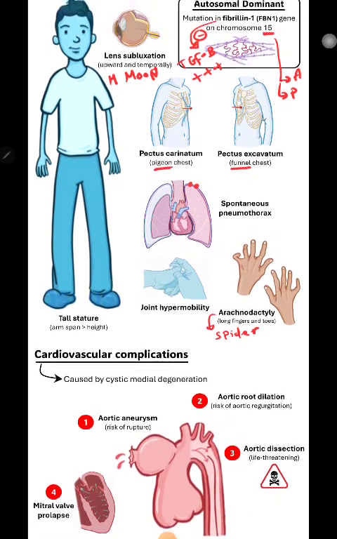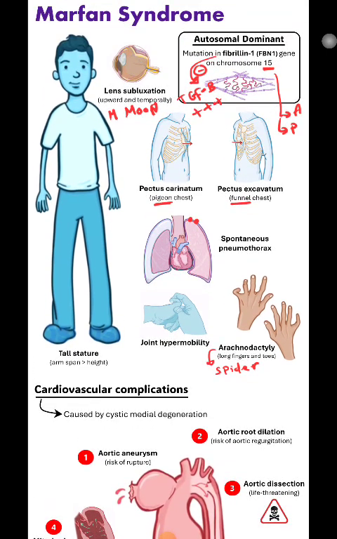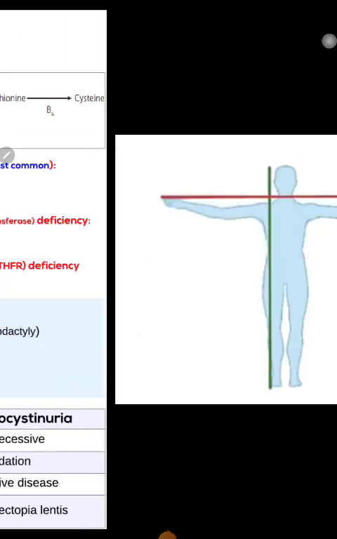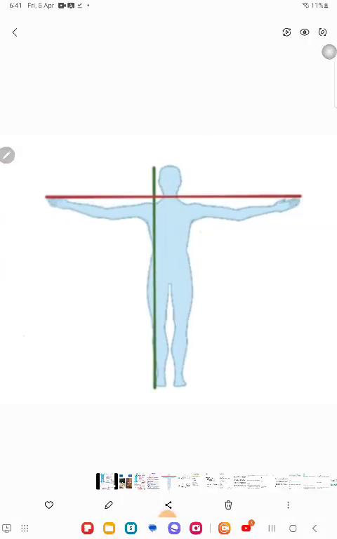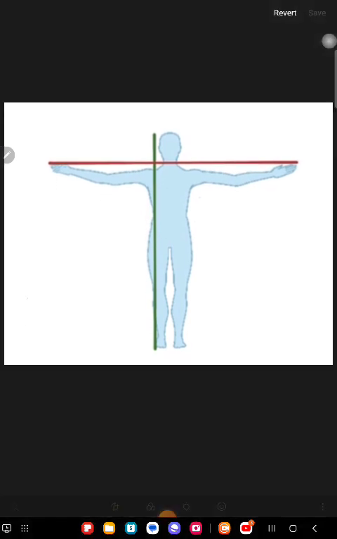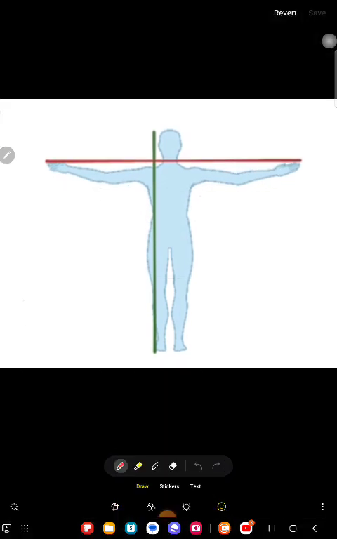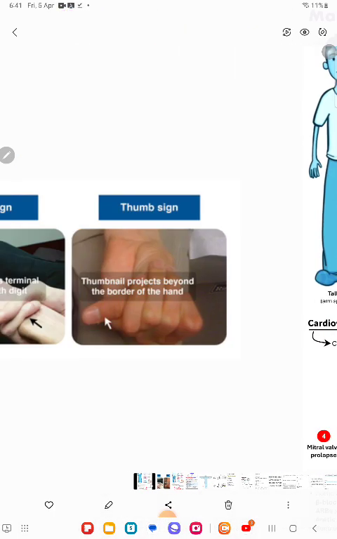So let's go to the next feature, which is tall stature. And in these people with Marfan syndrome, there is something unique. The arm span is more than the height. So if you ask the patient to stand up and extend his arms, this is the red line here, which is A, and the height is B, the green line. You will find that A is more than B. It means the arm span is very long compared to the height, and this is something abnormal.